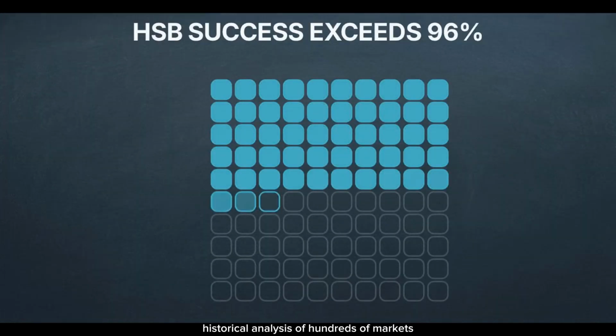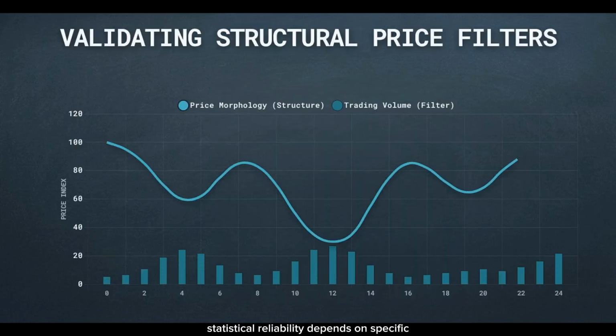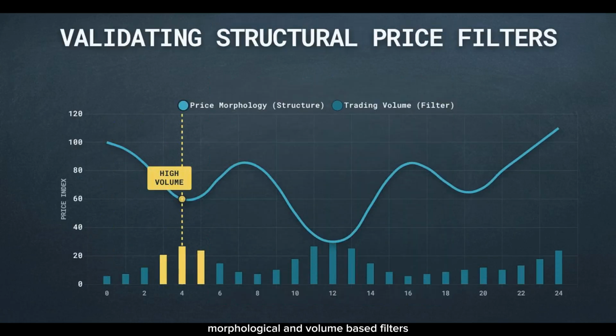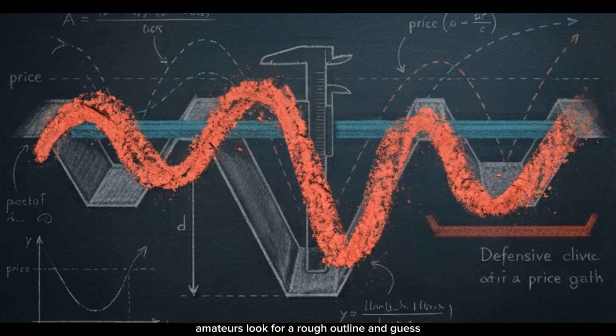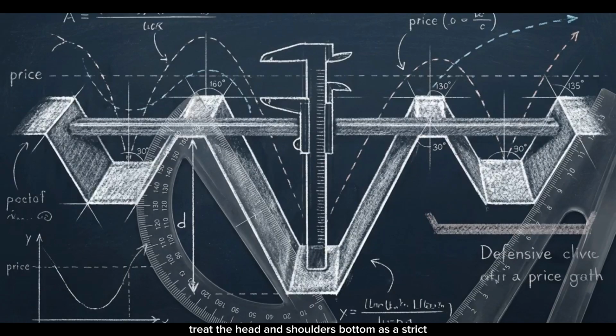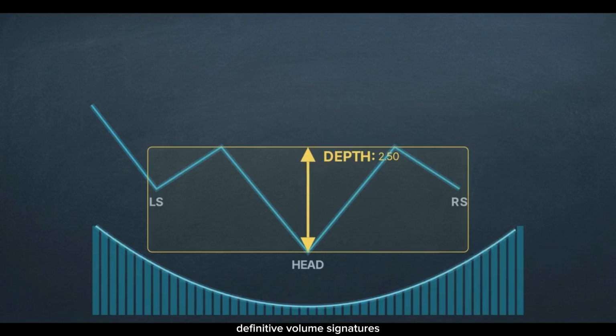Historical analysis of hundreds of markets reveals that the head and shoulders bottom has an exceptionally low break-even failure rate of just 3 to 4%. Statistical reliability depends on specific morphological and volume-based filters that amateur chart reading often ignores. Amateurs look for a rough outline and guess. Professionals treat the head and shoulders bottom as a strict mathematical model. Successfully trading it requires filtering for precise morphology, definitive volume signatures, and strict breakout mechanics.